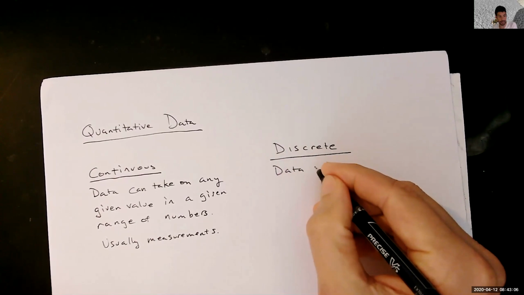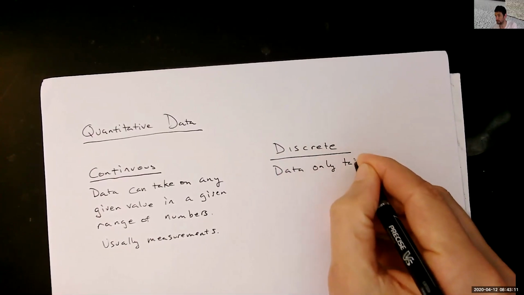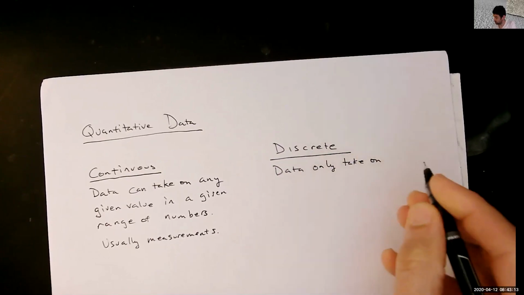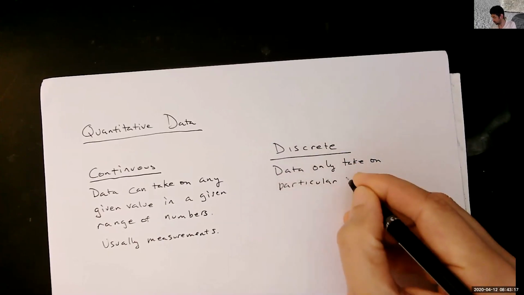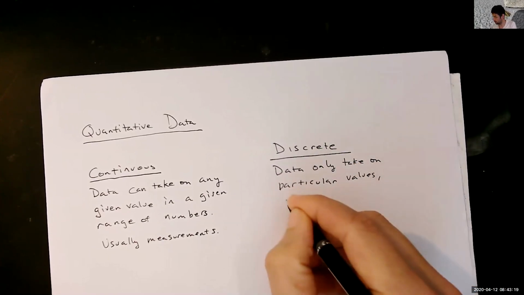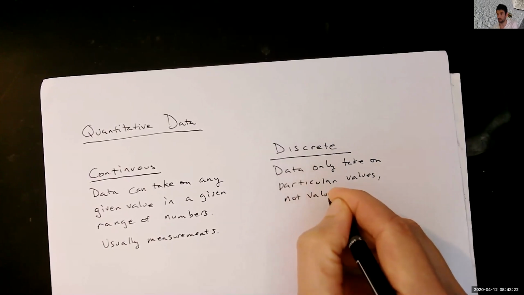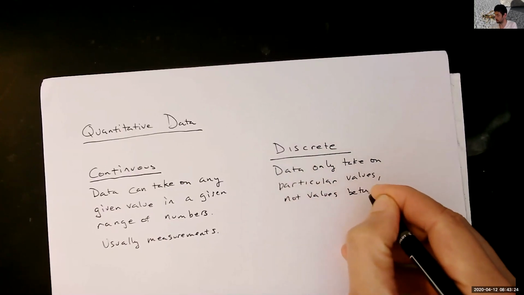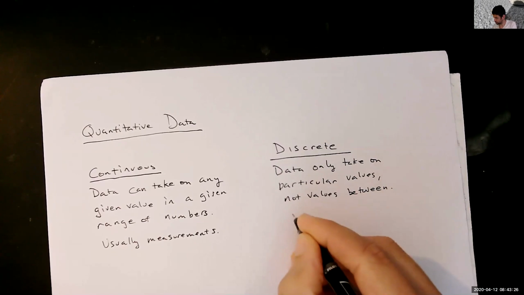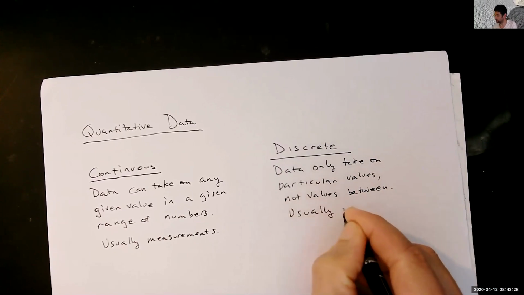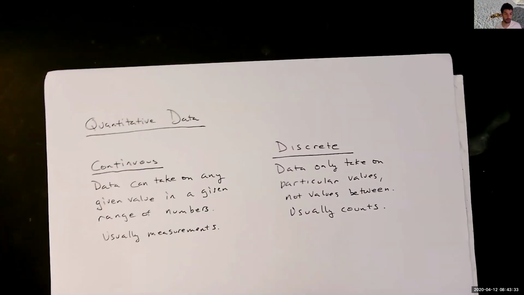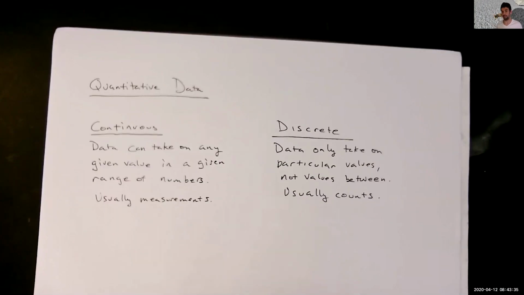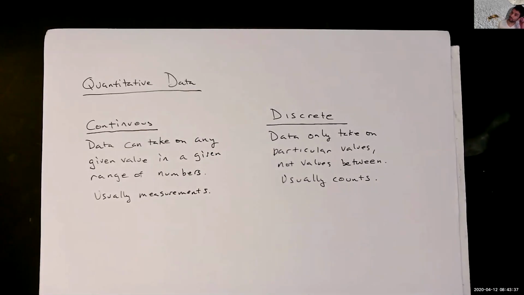Discrete data can only take on particular values, not values between. These are usually counts, or counting something, right? So let's do a couple of examples here.